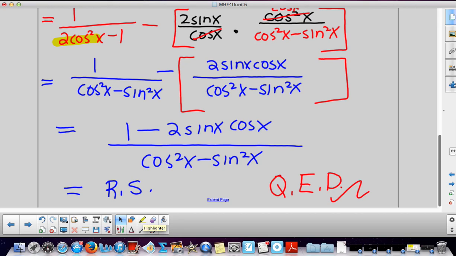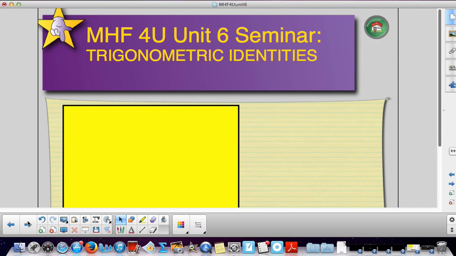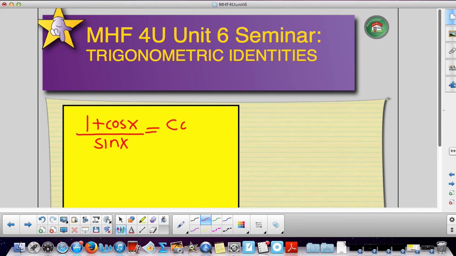Do you want me to do one more? Shorter one? Yes? Okay. Let's do a very short proof. But let's stick with the fractions. It's just going to be much less steps, okay? So I want to prove that 1 plus cos x over sine x is going to be equal to cotangent x divided by 2.